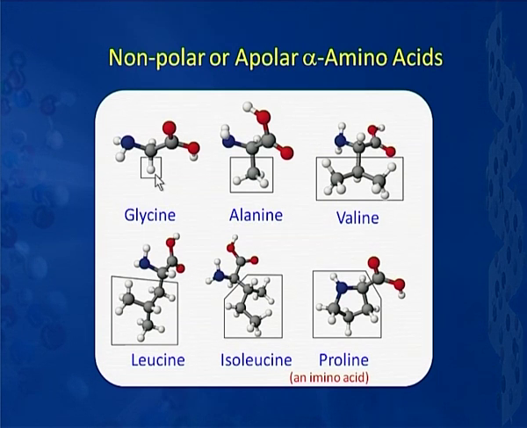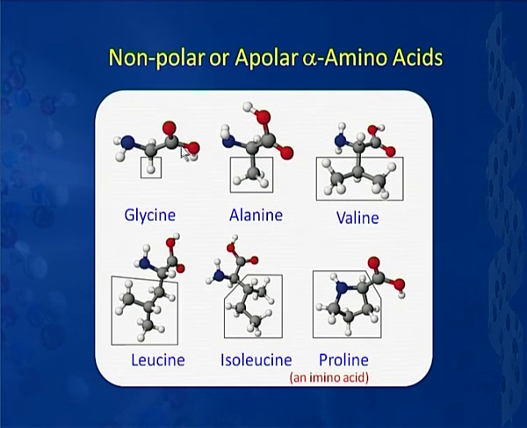Now, non-polar or apolar alpha amino acids, very obvious. That means the side chain happens to be non-polar, so primarily there will be aliphatic side chains. Glycine is one exception, because in the side chain we have only a hydrogen atom, and glycine is an exception in more than one way. We will talk about it as we move further. So glycine has a side chain that is just a hydrogen atom, so it is non-polar. Alanine has a CH3 group, valine has isopropyl, and so on and so forth. So, glycine, alanine, valine, leucine, isoleucine and proline.